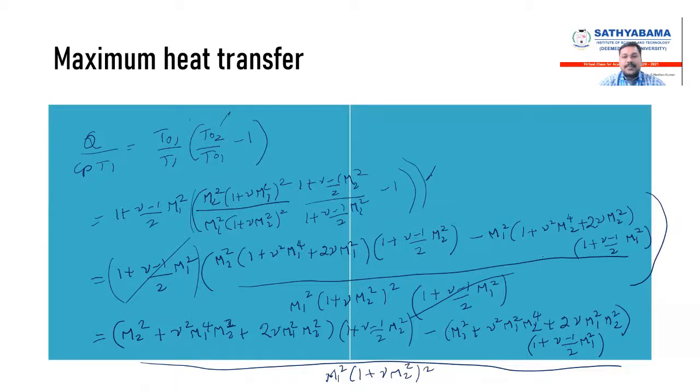So on taking LCM, what we get, I had expanded 1 plus gamma m1 square as 1 plus gamma square m1 power 4 plus 2 gamma m1 square. So based on the (a plus b) whole square formula, I expanded. And similarly in the denominator we have this part. I also expanded this part. And then after taking LCM, we can cancel the common terms.